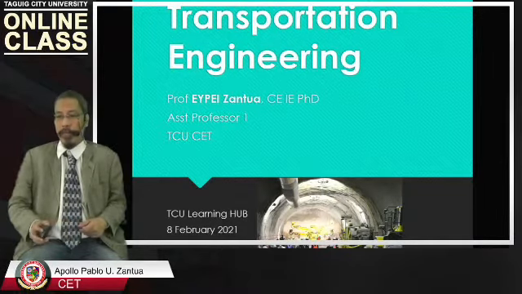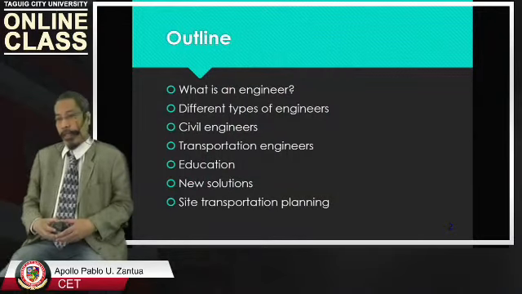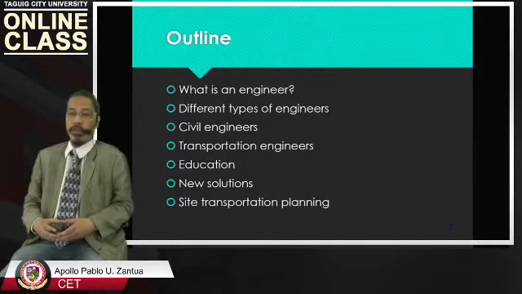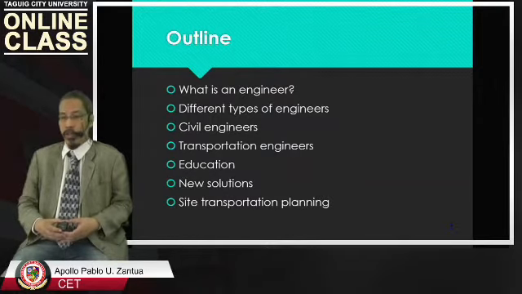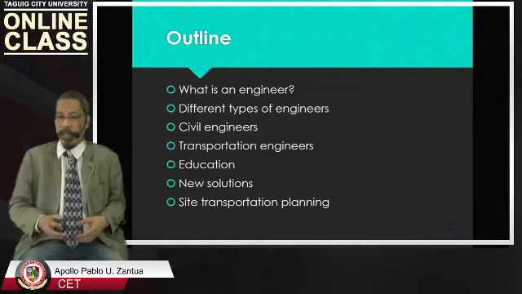So let's proceed. Our discussion today will focus on the following. What is an engineer? Different types of engineer. How about civil engineers, transportation engineers, their kind of education, and what solutions they do make, and the environment and the site transportation planning, which are related to the design, in particular, of transportation aspect of civil engineering.